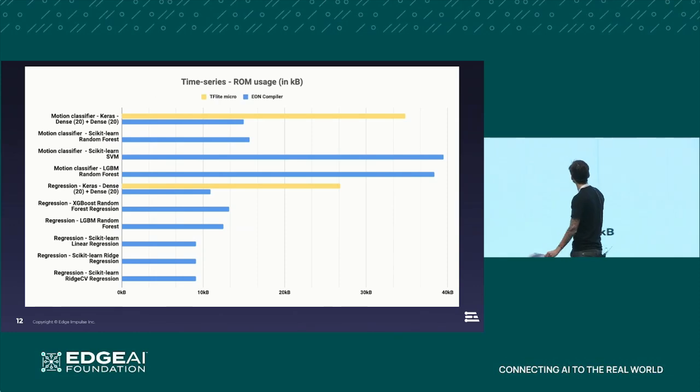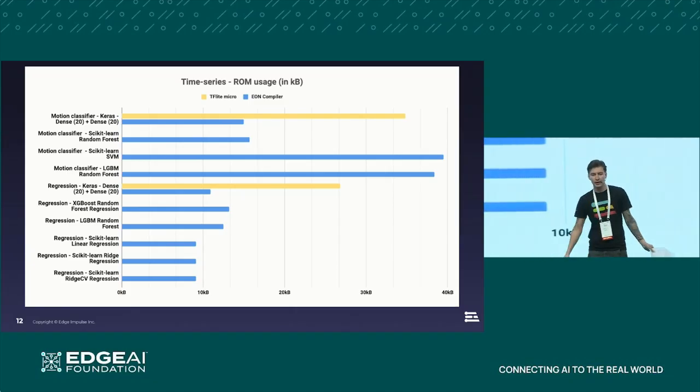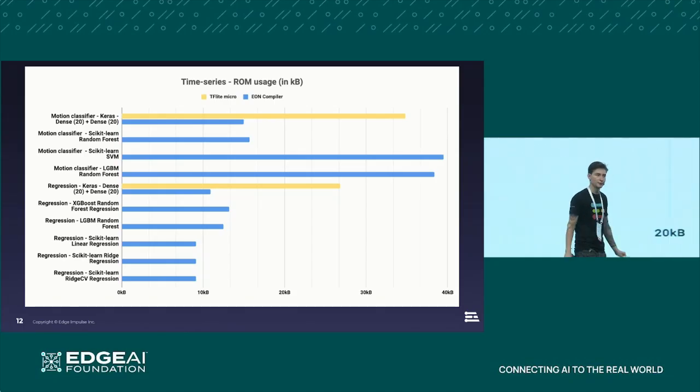Right, and this is for ROM usage, so flash savings here. Basically, compared to TF Lite Micro, we are also able to achieve some pretty good savings on the flash side, again by stripping down what is unnecessary from the inferencing engine.